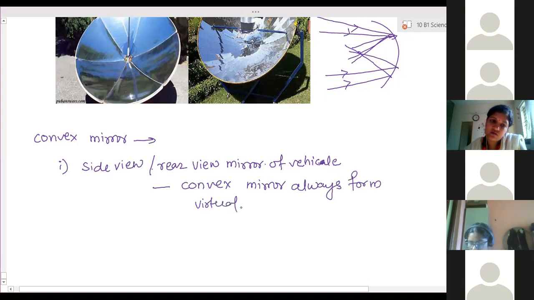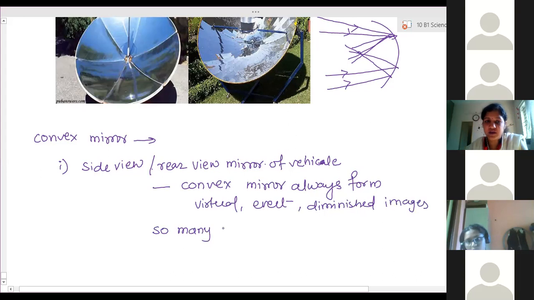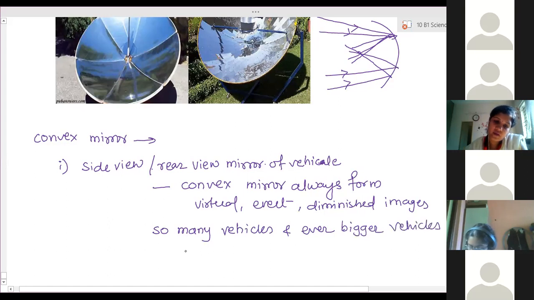virtual. Ma'am, should we write the above things also? Yes. Ma'am, I didn't write about the concave mirror. I thought you were just explaining. Virtual, erect, and diminished images. Ma'am, can you give time afterwards? Right now, write convex mirror first, and then you can write concave. So many vehicles and even bigger vehicles can be accommodated in a small mirror.